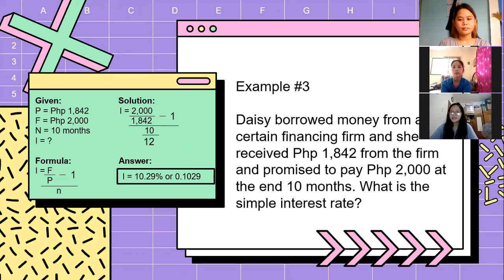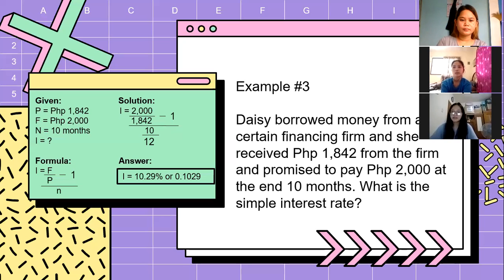Dito, nahiram daw si Daisy ng pera sa financing firm ng 1,842. Pero yung 1,842 ay ang magiging present value natin o yung principal value natin. And nangako siya na babayaran niya ito ng 2,000, and yung 2,000 na ito ay ang magiging future value natin. Sa end ng 10 months, yung 10 months naman ay ang number of periods natin. Bali, ang nawawala ay ang interest rate.